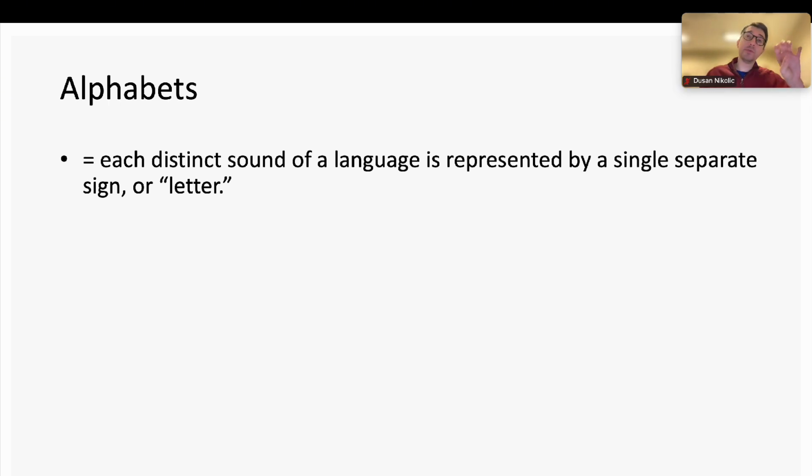Then from logographs we moved towards syllabaries, which indicated two sounds or three sounds or more than two sounds, right? Syllables. And finally, we have one sound, one letter, or one sign, right? And yeah, the writing systems have evolved. We came a long way to have alphabets.